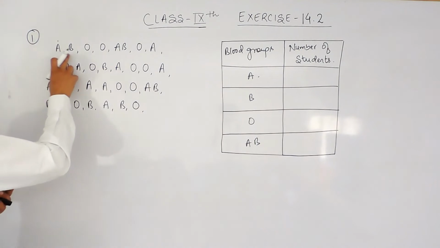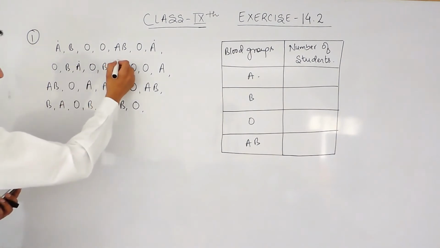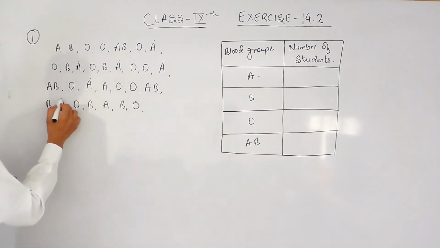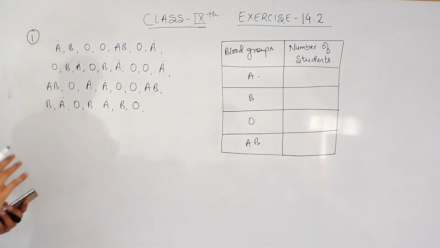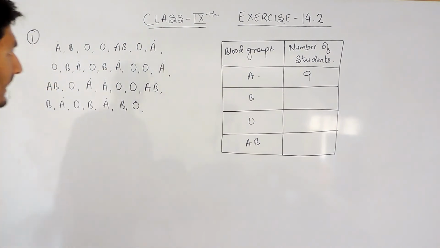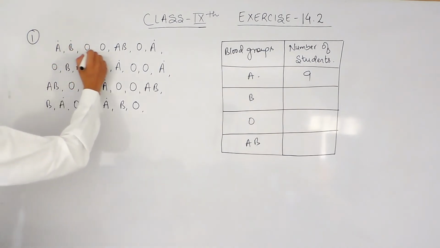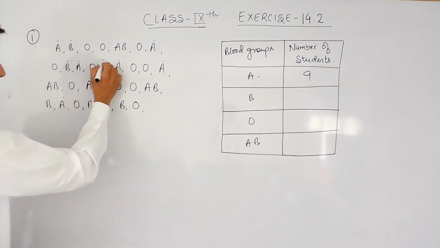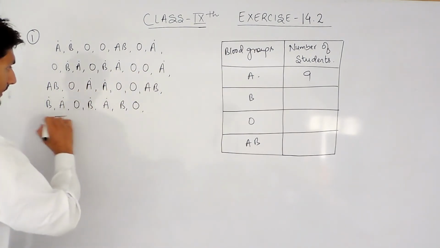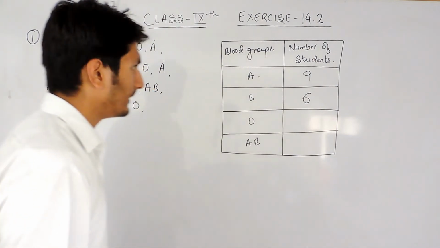So this is the first student, this is second, third, fourth, 5, 6, 7, 8 and 9. So there are 9 students having blood group A. Similarly, I have to find the students having blood group B. So this is 1, 2, 3, 4, 5 and 6. So there are 6 students having blood group B.